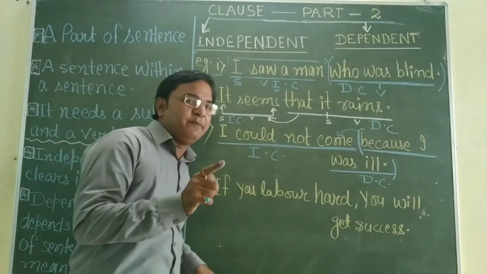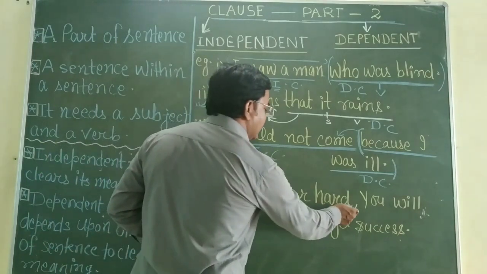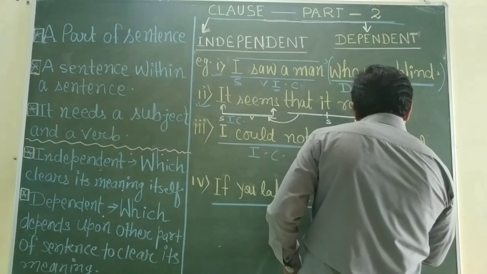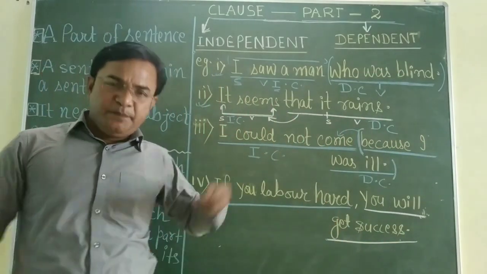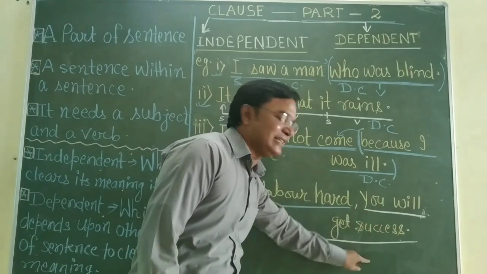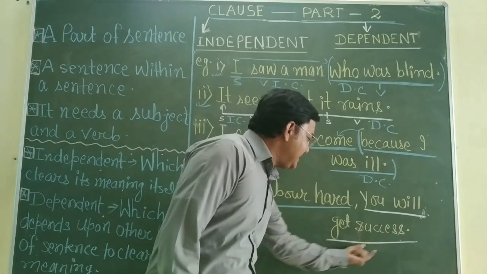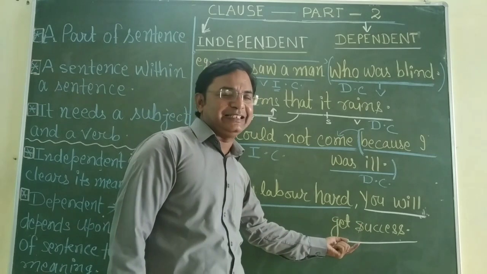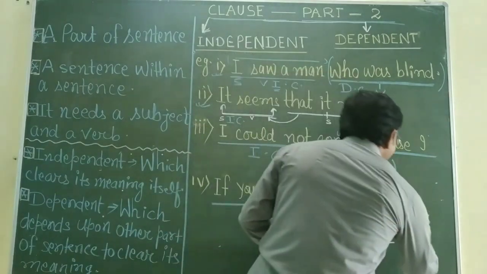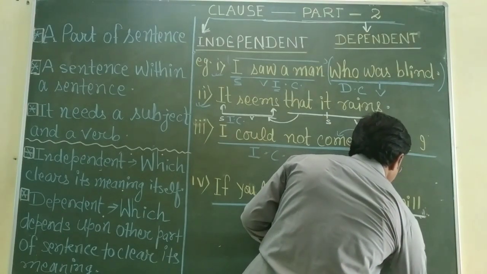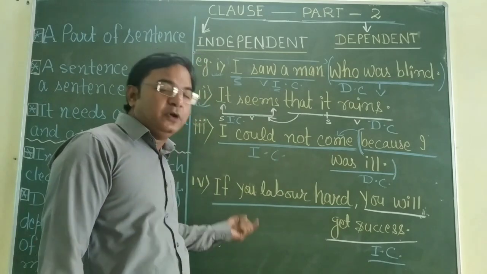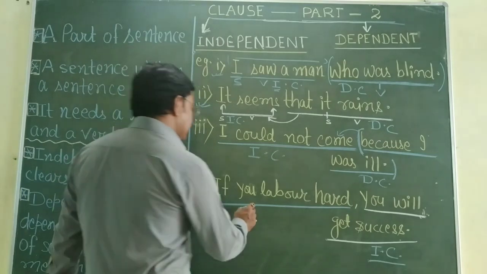Okay? Now the last example here. If you labor hard, you will get success. If we divide this sentence into two parts, we find one part is if you labor hard, and the next part is you will get success. We are finding that you will get success is totally independent. Why? Because it is clearing its meaning itself. That's why it is independent clause. And now, if you labor hard is not clearing its meaning fully itself. It is depending upon this one part. So it is what? Dependent clause.